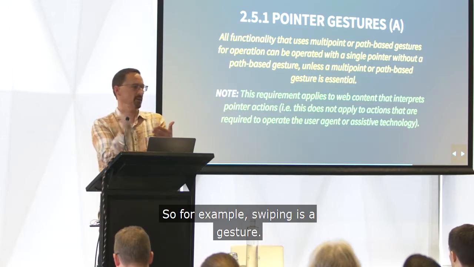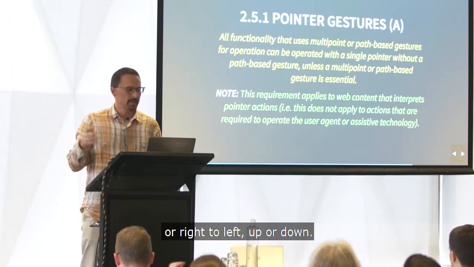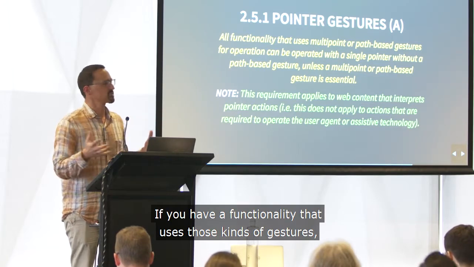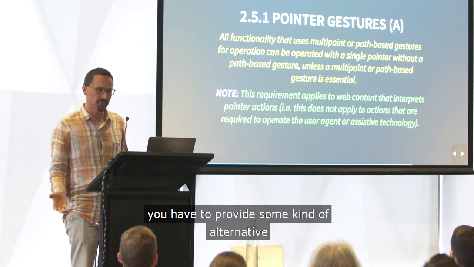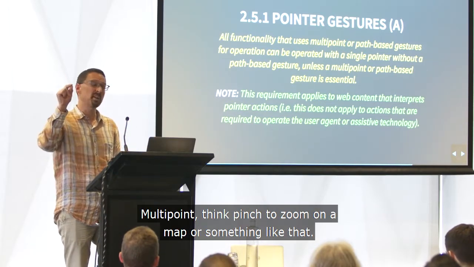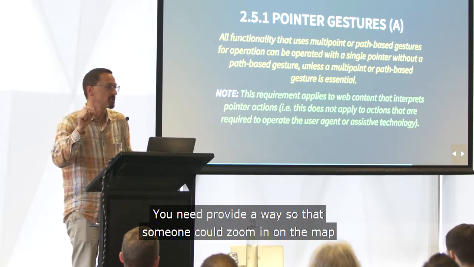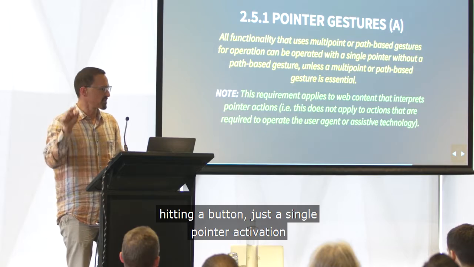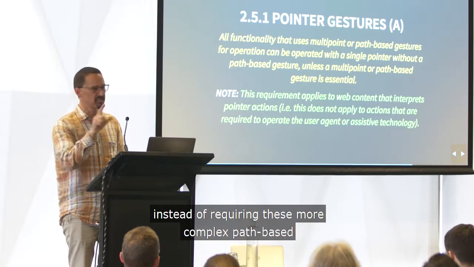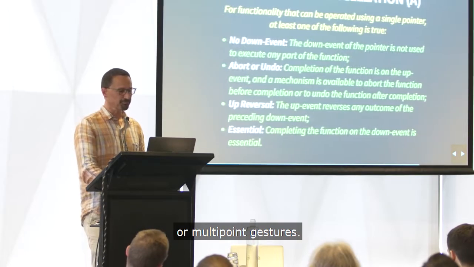So for example, swiping is a gesture, right? It's path-dependent. You've got to go from left to right or right to left, up or down. If you have functionality that uses those kinds of gestures, you have to provide some kind of alternative that doesn't require a path-based gesture. Multi-point, think pinch to zoom on a map or something like that. You need to provide a way so that someone could zoom in on the map by hitting a button, just a single pointer activation, instead of requiring these more complex path-based or multi-point gestures.